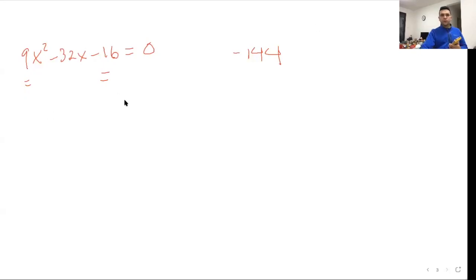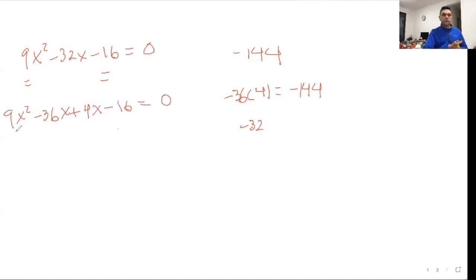All right, so those two numbers are going to be negative 36 times 4 equals negative 144. And if I add up these two, I'm going to get negative 32. So that's what I need to do here. 9x squared minus 36x plus 4x minus 16 equals 0.